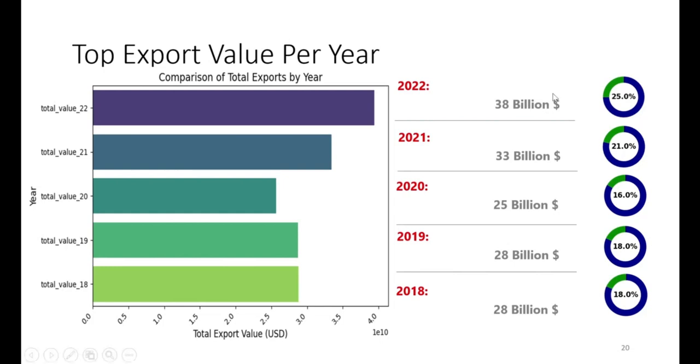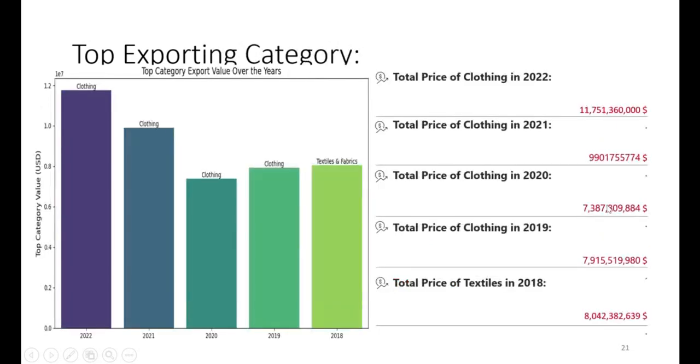In 2022, we made a revenue of 38 billion, and in 2021, we made 25 billion. And here are the percentages which tell us the total percentage earned by each year in these 5 years. Like the importance of 2022 is 25%, then 21%, then 16%, and so on. In those 5 years, from 2018 to 2022, the top category in 2022 is clothing, in 2021 it is clothing, but in 2018, the top exported category is textile and fabrics, and here are their values.